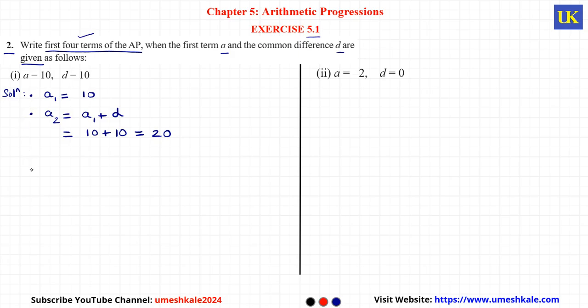So this is A1, this is A2. They had said four terms, so now we will find A3. How do we find A3? A2 plus D we have to do. In my introduction video I have explained this. If you have not seen that video, you should go and see the introduction video first and then come to this video. A2 is 20 plus D is 10. So 20 plus 10 is 30.